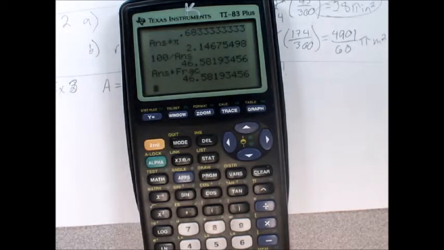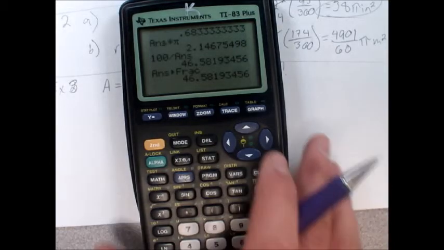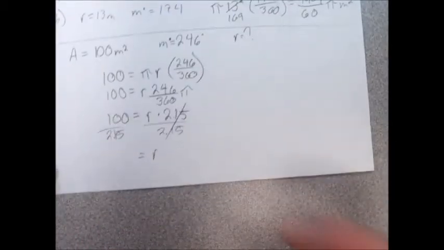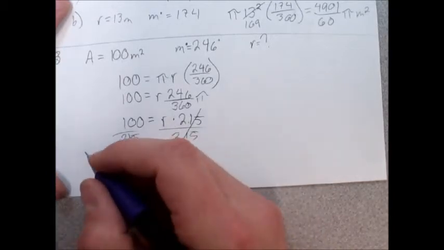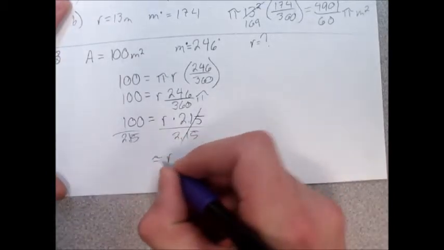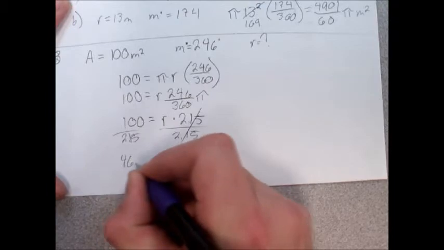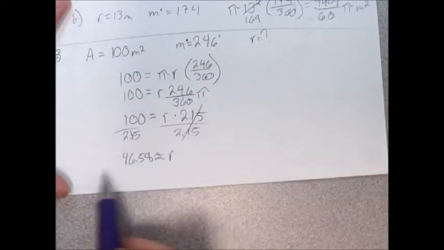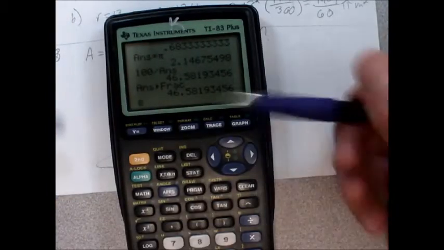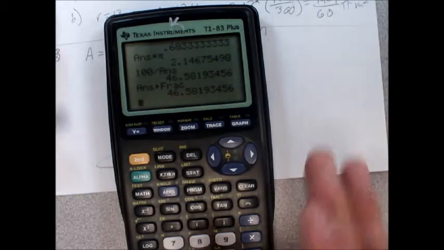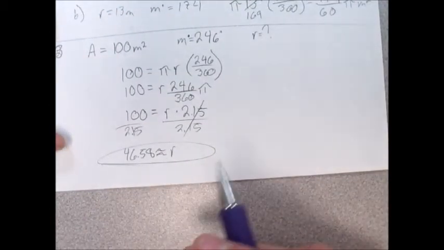So let's see what our problem tells us to do. It says to the nearest hundredth of a meter. So I'm going to round this to the nearest hundredth. 46.58. I'm going to write approximation in here. 46.58. If your calculator won't convert it to a fraction, it's probably because it can't be written as a fraction. Okay? Questions?